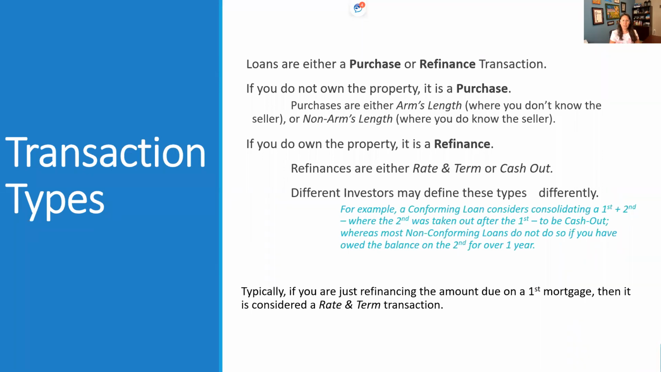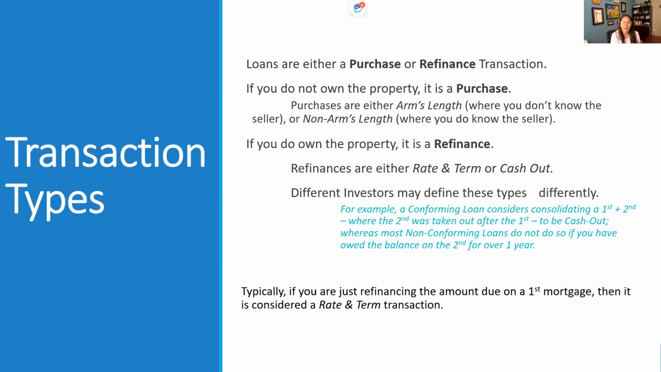Loans are either a purchase or a refinance transaction. And if you don't own the property, it's a purchase, right? Now purchases, the subset there is either arm's length, like I don't know you, we can't touch, or non-arm's length, where you can hug, where you already have a relationship with the seller. Maybe they're your landlord, maybe they're an old friend, whatever, right? But if you do own the property, it's a refinance. It's not a purchase. You already own it. You cannot purchase it again.